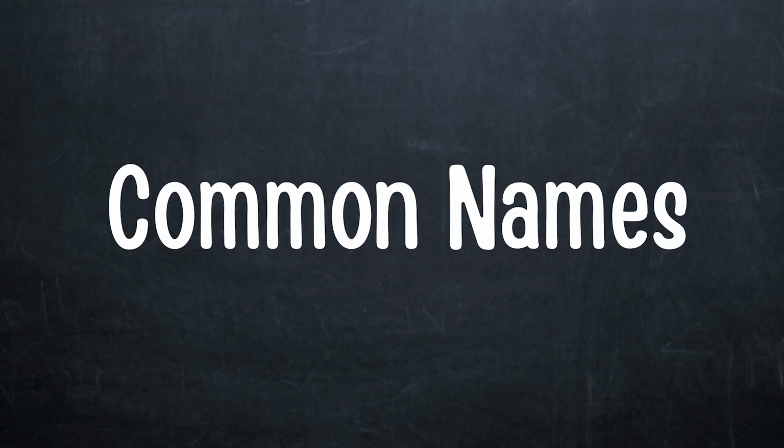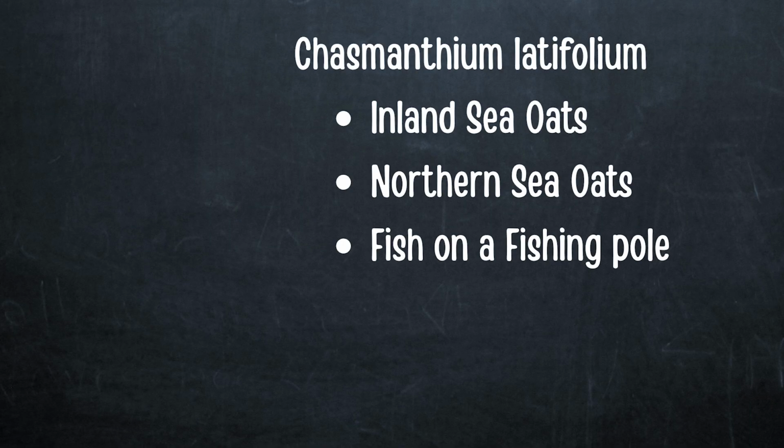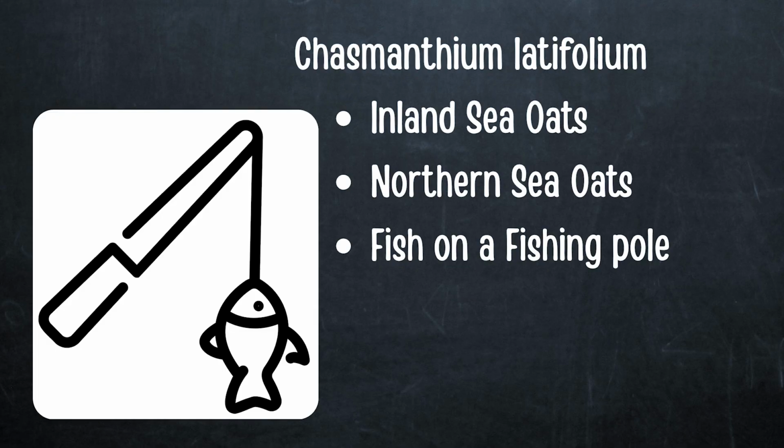Other names given to a plant aren't wrong. We call them common names. So for Chasmanthium latifolium, we call them inland sea oats, northern sea oats, or even fish on a fishing pole. There are numerous common names for pretty much everything.